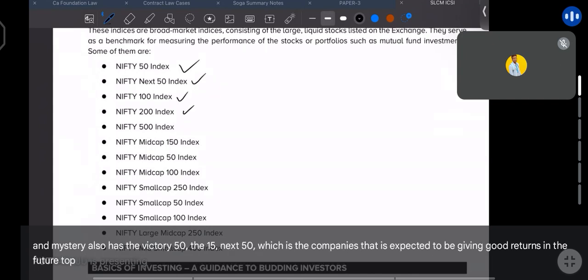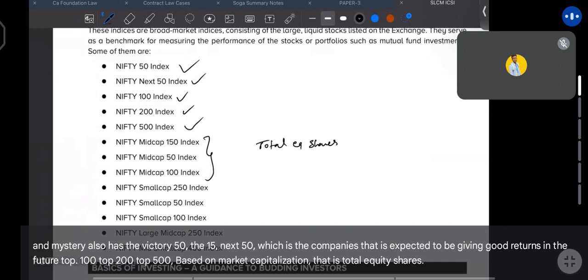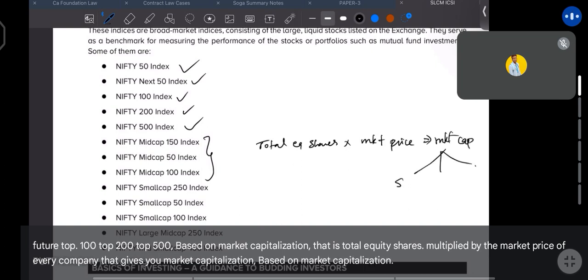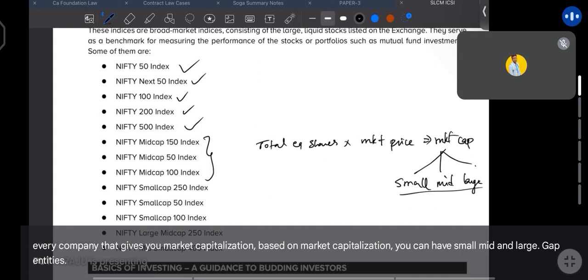Nifty Top 100, Nifty Top 200, Nifty Top 500 are based on market capitalization, that is total equity shares multiplied by the market price of every company. That gives you market capitalization. Based on market capitalization, you can have small, mid, and large cap entities, and for them, they have separate indexes.